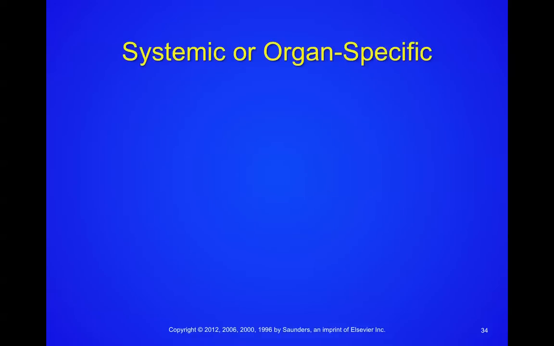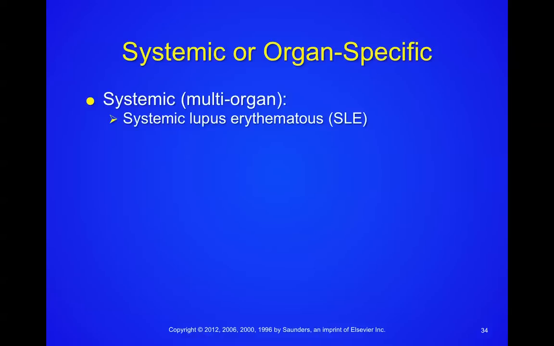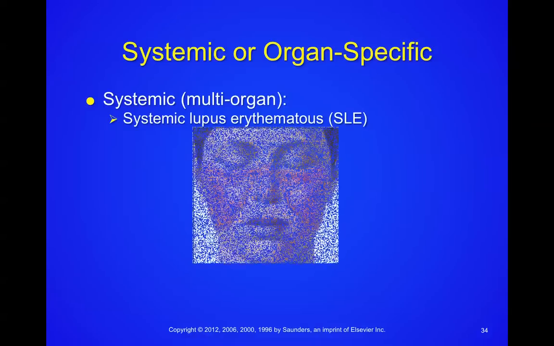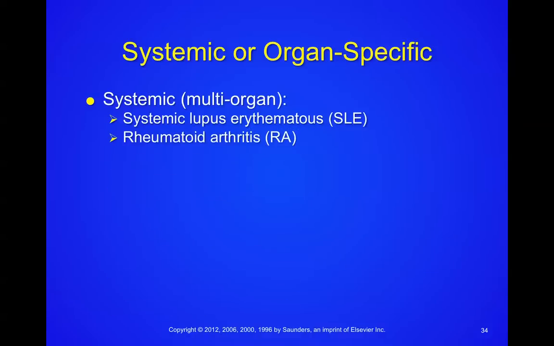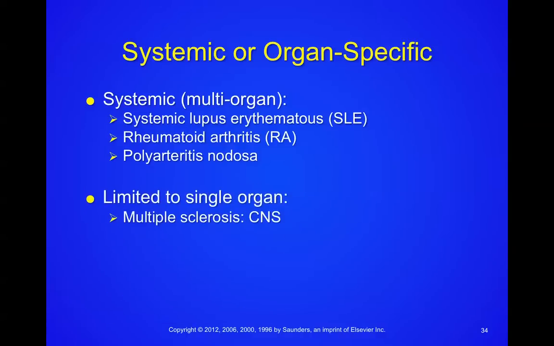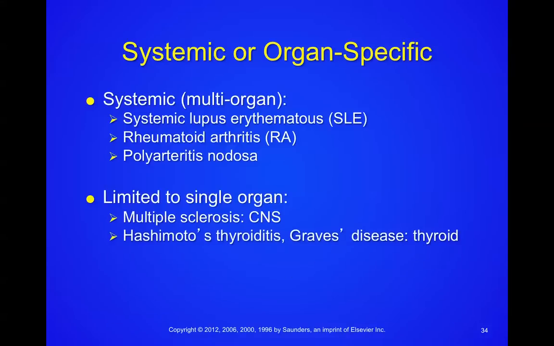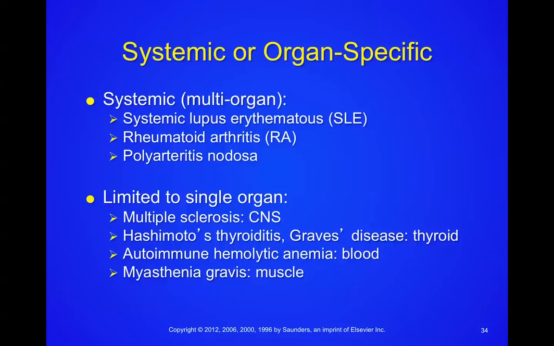Autoimmune diseases can be systemic or organ-specific. If systemic, they involve multiple organs. Common systemic autoimmune diseases include systemic lupus erythematosus, SLE, which can be identified by its distinctive butterfly rash, rheumatoid arthritis, and polyarteritis nodosa. Those limited to single organs include multiple sclerosis, which attacks the central nervous system, Hashimoto's thyroiditis, and Graves' disease, which attack the thyroid, and autoimmune hemolytic anemia, which attacks the blood, which is not an organ, it's a tissue, but also myasthenia gravis, which attacks the muscle.